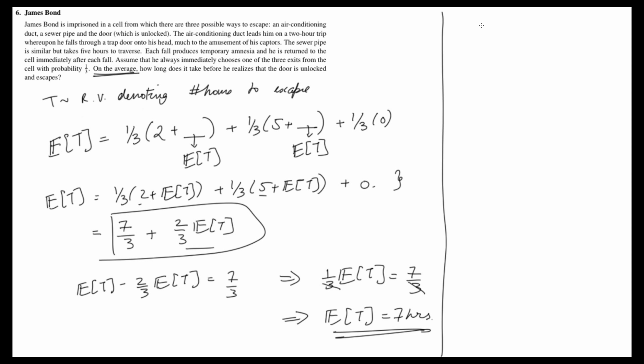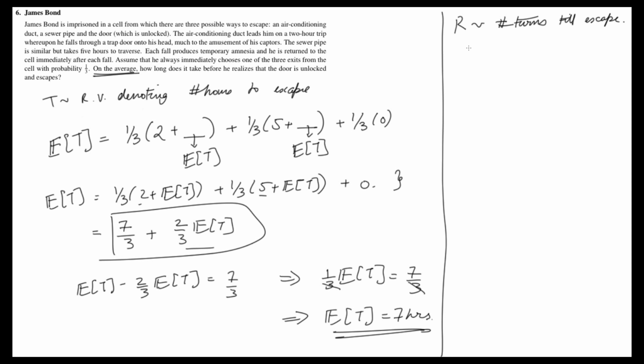So the way that works is, let's say R is the number of turns till escape. And what do I mean by turn? A turn is if he chooses an air conditioning duct, that's a turn. If he chooses sewer pipe, that's a different turn. If he chooses the door, it's a different turn. So the number of turns he takes to escape.